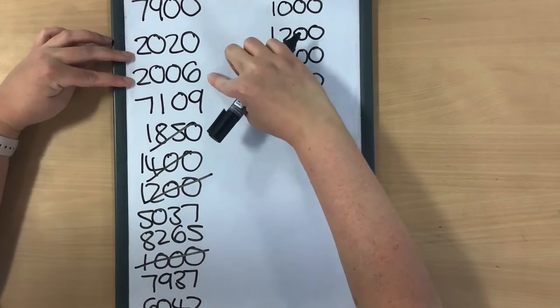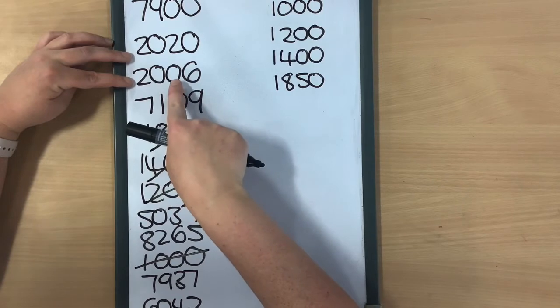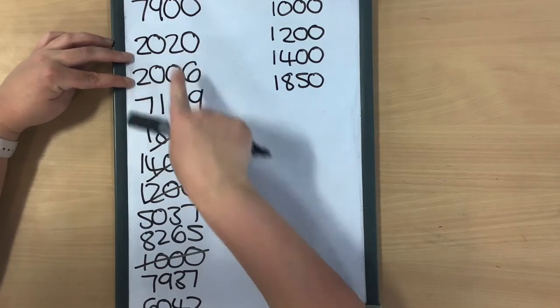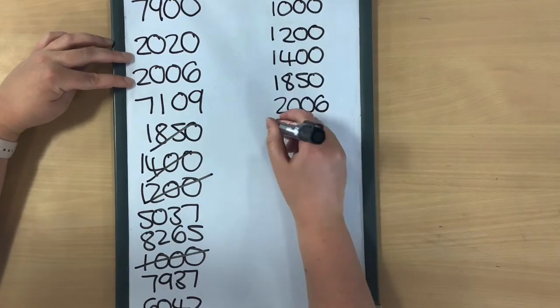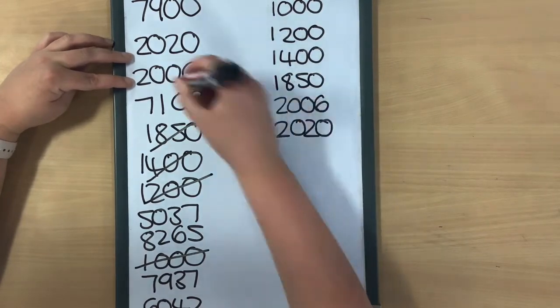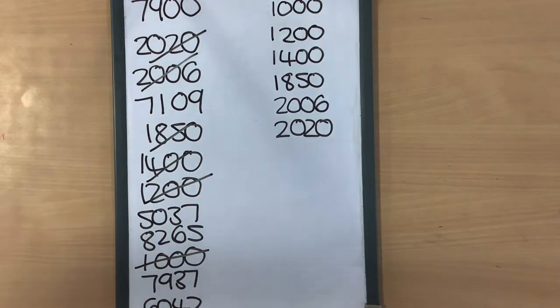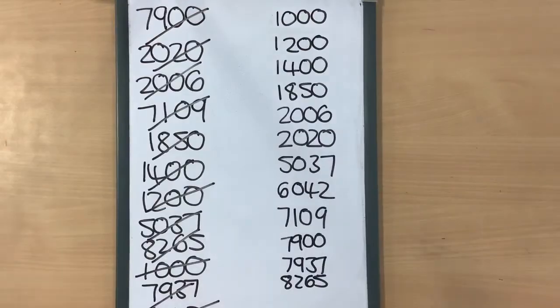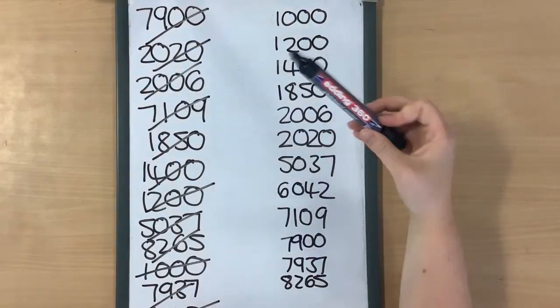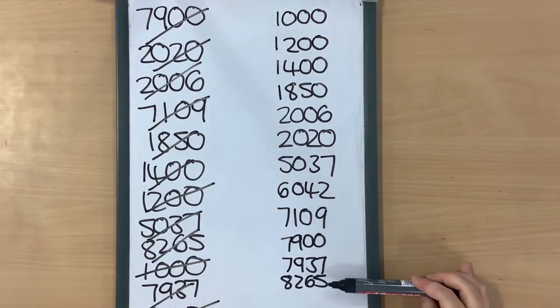Okay, so I've got 2,000, I've got 2 there. So looking at my hundreds, both the same. Look at my tens. Okay, I've got 0 tens, 2 tens, so 2,006 is a smaller value. That leaves me then with 2020. Okay, so what I'm going to do now is just finish that off. Okay, so now I've finished ordering all of my 4-digit numbers from smallest to largest.